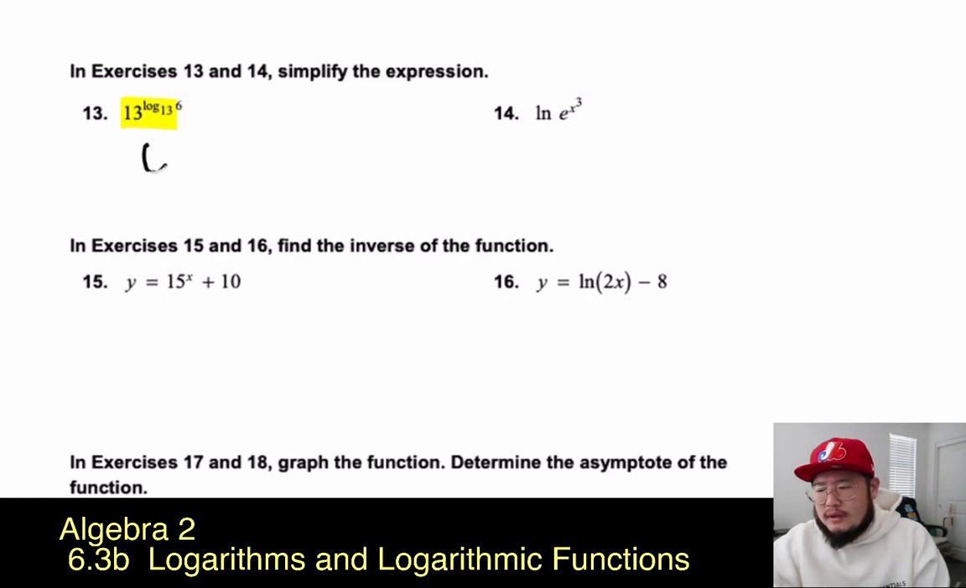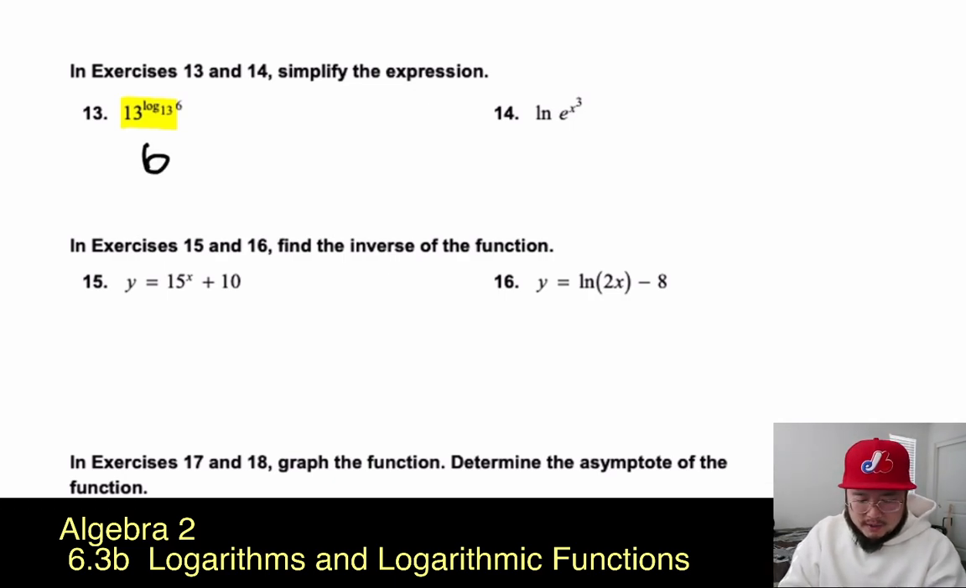All right, so one of the things you want to look out for is if the log base matches the base of the exponent, or if the base happens to be the same thing as the log that happens to be in the exponent itself.